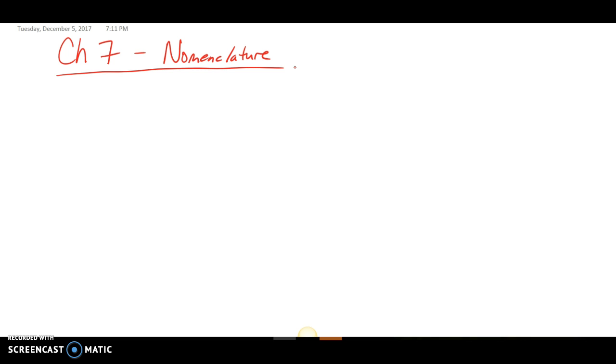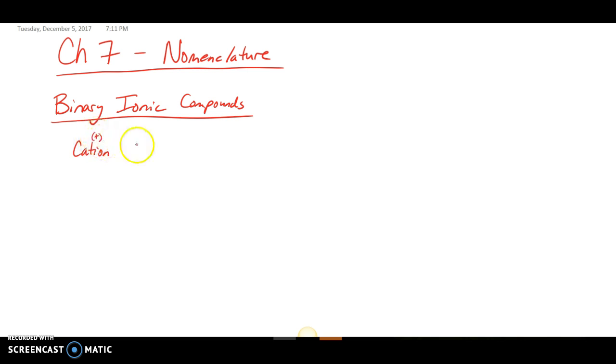So let's get started. First type of compounds we're going to name, we're going to start simple. We're going to call these binary ionic compounds, or just binary compounds. Bi means two, so these are going to be made of two pieces, a cation and an anion. Remember, the cation is positive and the anion is negative. The way you name them, you name the cation first, followed by the anion's name that ends in -ide.